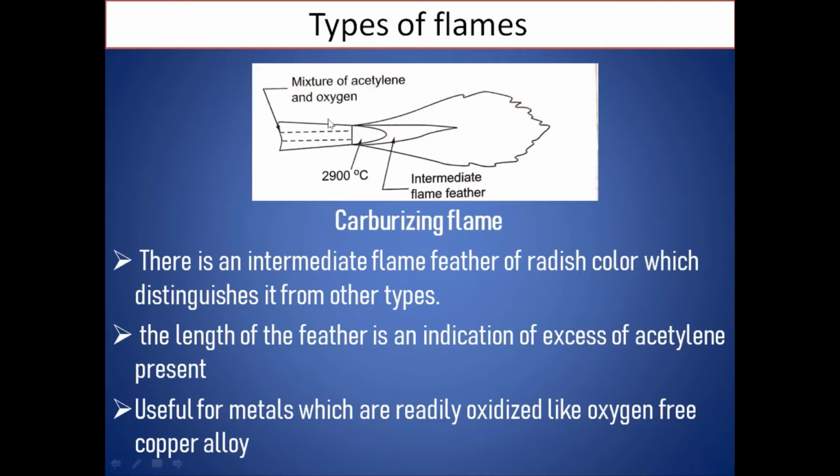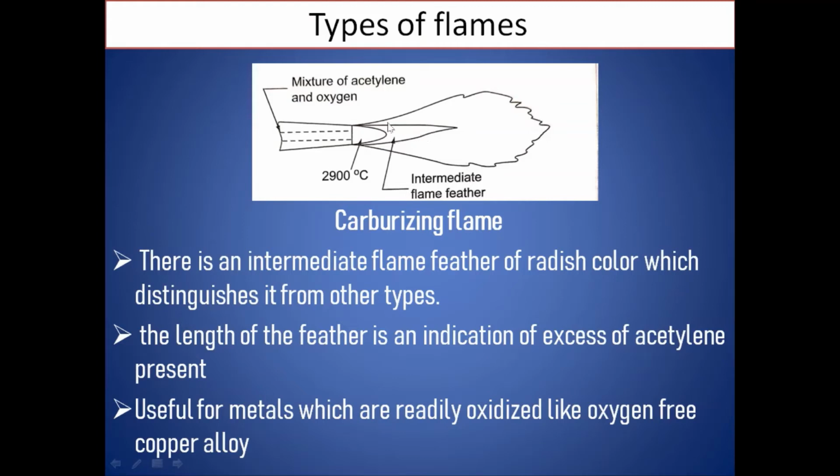In this case, as you can see, this is the inner white cone, which is formed because of the carbon monoxide formation, which will give us a temperature of around 2900 degrees centigrade. In the first case, it was around 3100. In this case, it is around 2900. The outer flame will have the same temperature of around 1275 degrees centigrade, which is because of the formation of carbon dioxide. Now, the new thing is the intermediate flame feather.